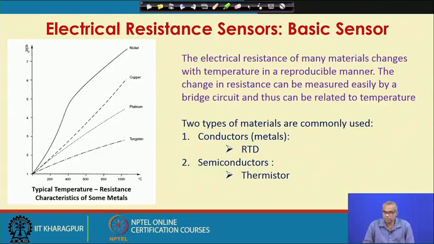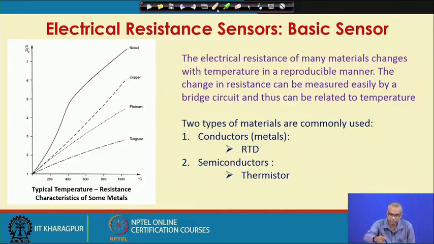Two types of materials are commonly used: conductor metals and semiconductors. The sensors made from conductors or metals are known as RTD or resistance temperature device, and sensors made from semiconductor materials are known as thermistors.